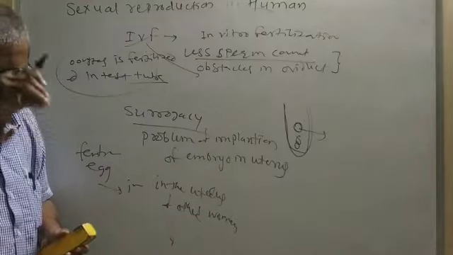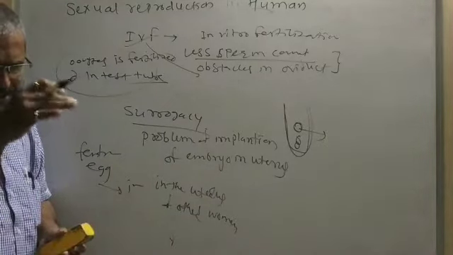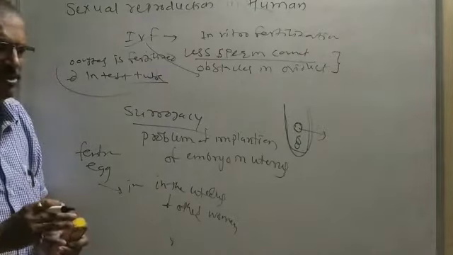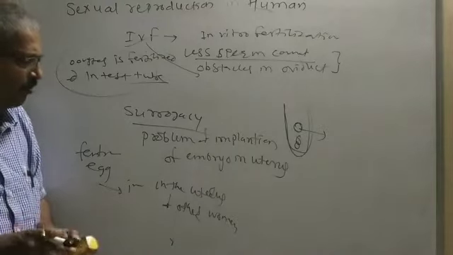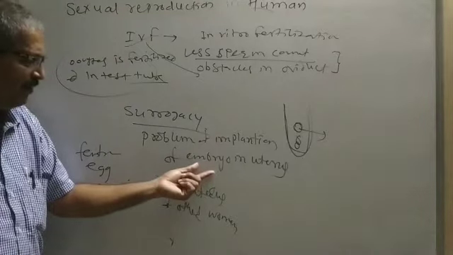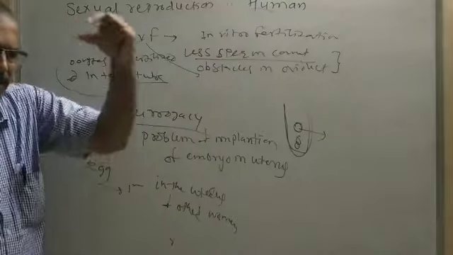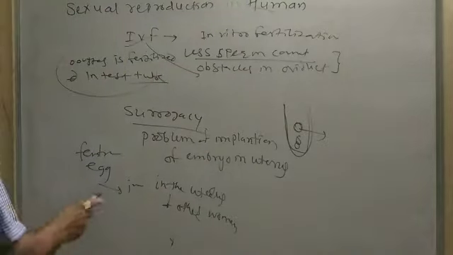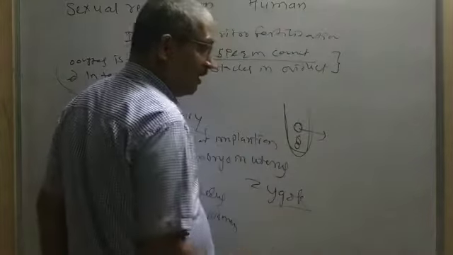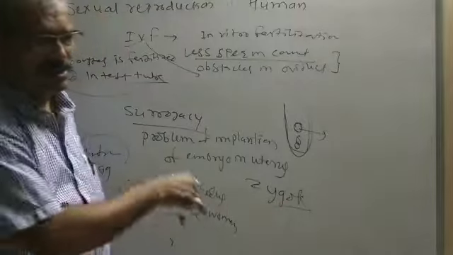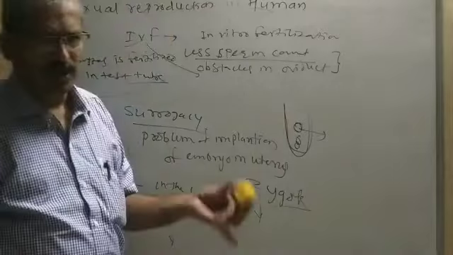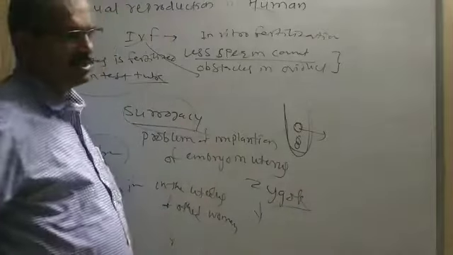The embryo must be implanted into the uterus by itself by a natural process. But sometimes, because of certain reasons, some difficulties or problems, that woman is unable to implant the embryo, and therefore this fertilized egg, the zygote, is implanted in some other woman's uterus, and that woman gives birth to the young one. This technique is called surrogacy.